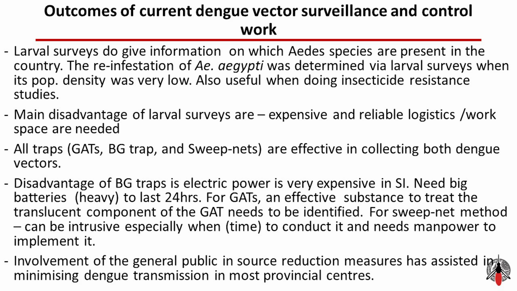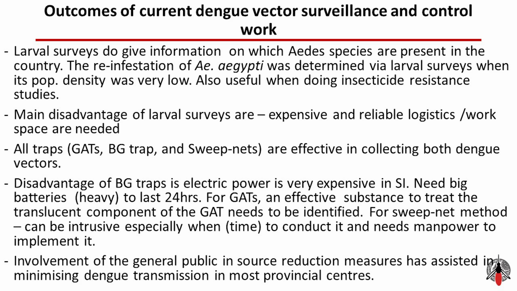With the dengue work we do, the method we use is larval surveys, which we've done throughout the whole country. That usually gives us the information on what species are present there. It was through larval surveys that we found Aedes aegypti when it was first detected. But the main disadvantage of larval surveys is they are pretty expensive to do, as they involve a number of people. And in Solomon Islands, we don't have a good working space to work in. So that's one disadvantage of it.